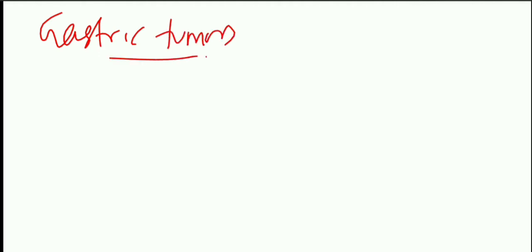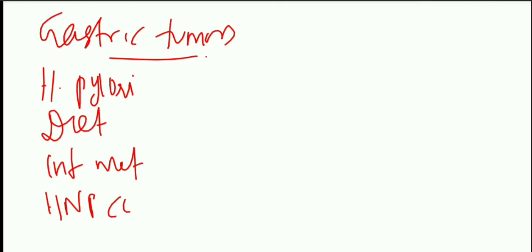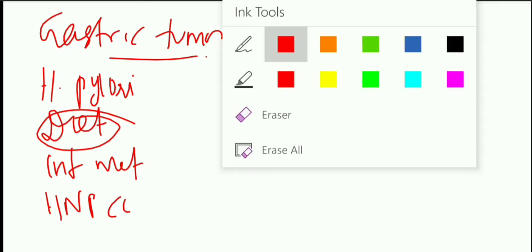So first of all, let's see a few risk factors for gastric tumors. Of course, infection can happen, that is infection of H. pylori. Then apart from that, it can be diet. Then it can be intestinal metaplasia, or it can be hereditary non-polyposis colon cancer, HNPCC. So among these, which is the most important risk factor? Diet is the most important risk factor.